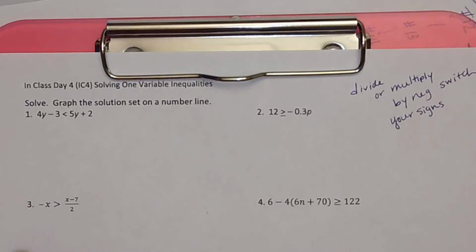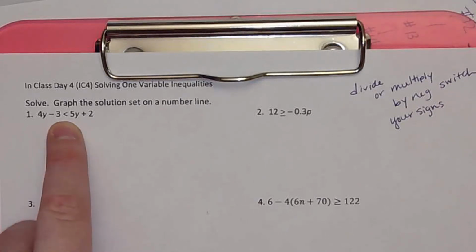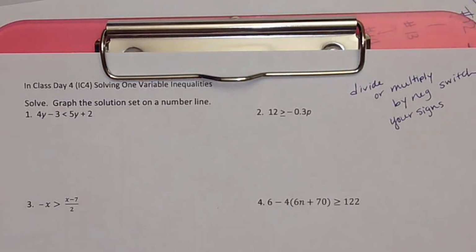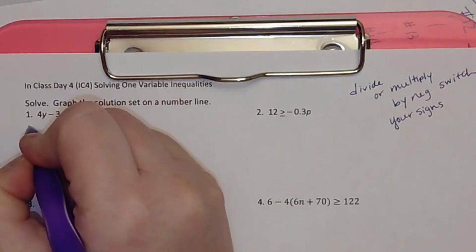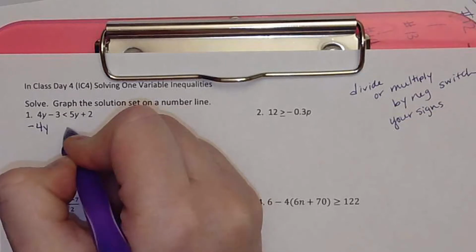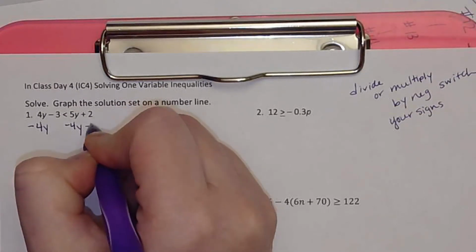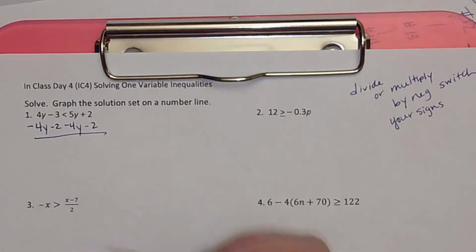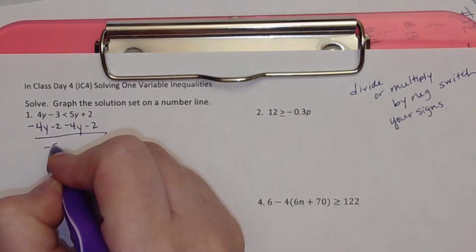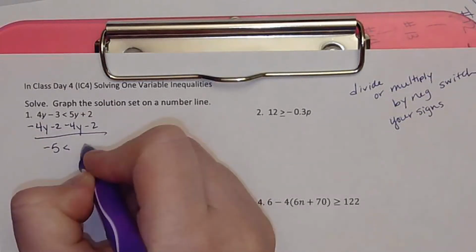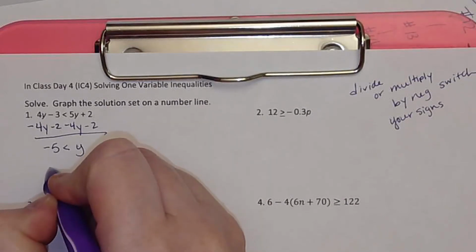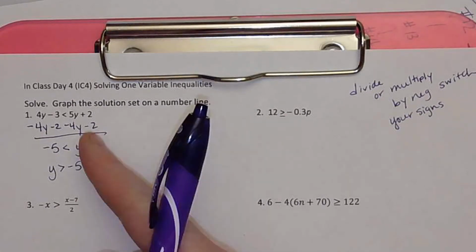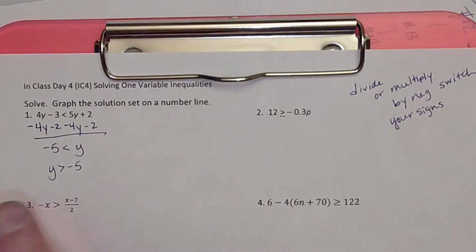Okay, so I'm going to move the 4y over here. Move the 2 to the other side. So I get negative 5 is less than y, or y is greater than negative 5. If you move the 5 over, you would have had to divide by a negative and flip your sign.